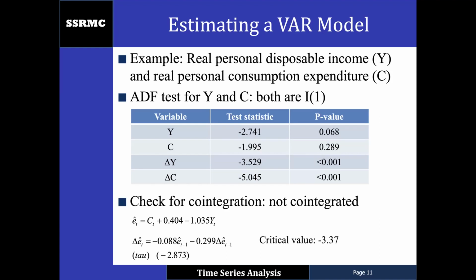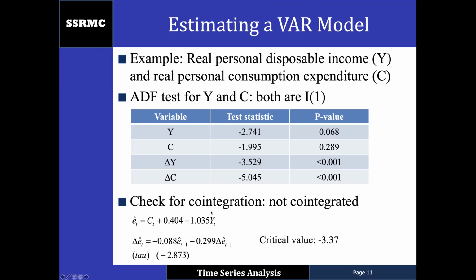Let's use an example to illustrate how to estimate a VAR model. We now have real personal disposable income, that's Y, and real personal consumption expenditure, that's C. If we perform a unit root test for both Y and C, we can find that for the variables at levels, both of them are not stationary. So the p-values are greater than 5%, which means we cannot reject the null hypothesis of unit root. However, after we take the first difference, both variables actually pass the unit root test, both of them stationary.